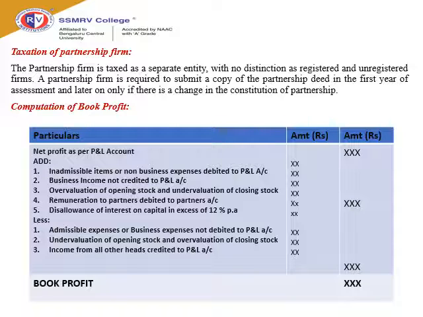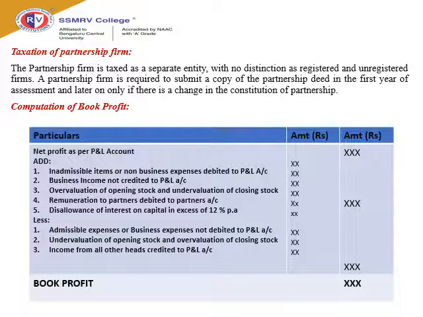Remuneration to the partners debited to partners account should be added. And the next thing is disallowance of interest on capital in excess of 12% per annum. That means up to 12% we need not take. If the interest on capital is paid beyond 12%, that amount needs to be added to the net profit.